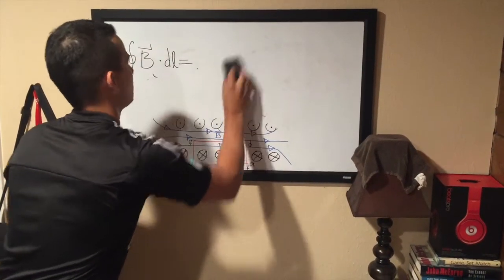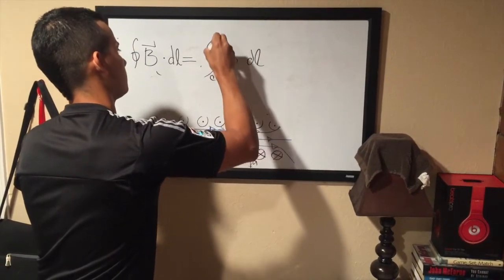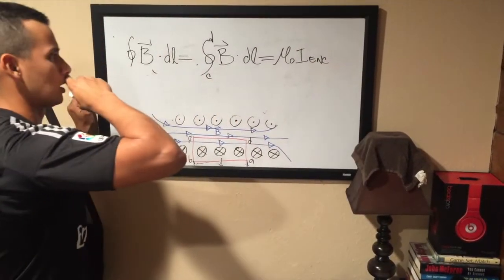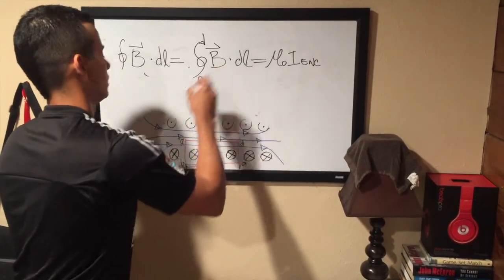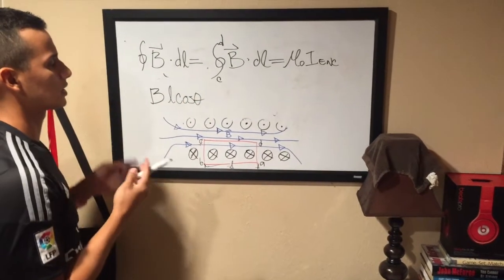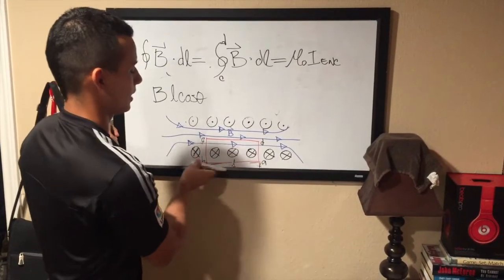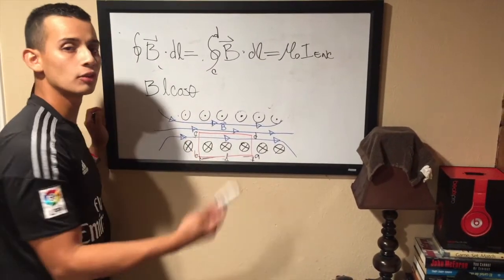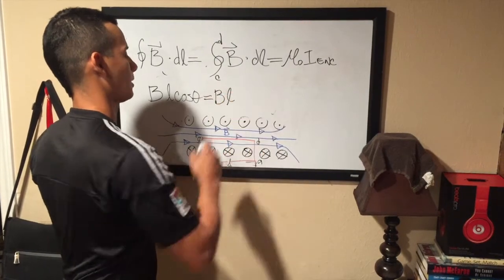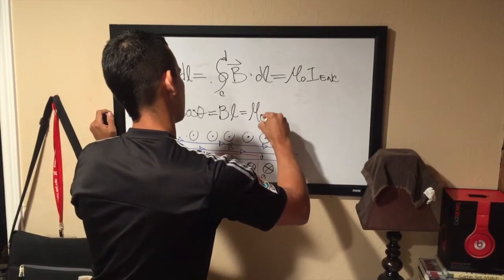We end up with the integral over the closed loop of B dl from C to D, and this should equal mu naught times I enclosed. Therefore, the magnitude will be B L cosine of theta, where theta is the angle between L and the magnetic field. As we see, L is going this way and the magnetic field is also going this way. Therefore, the angle between those two is 0, and cosine of 0 is 1. That's why we end up with the magnitude being only BL. So BL equals mu naught times I enclosed.